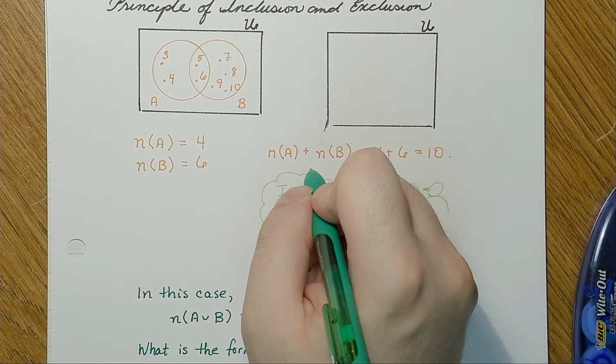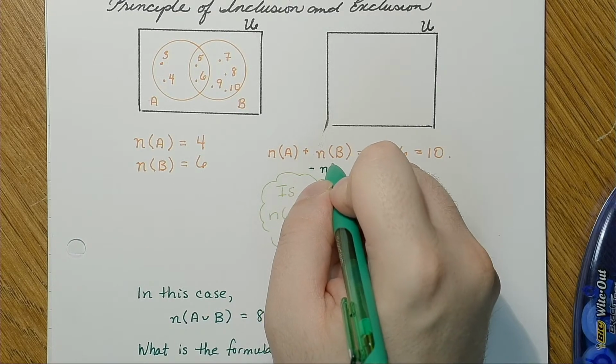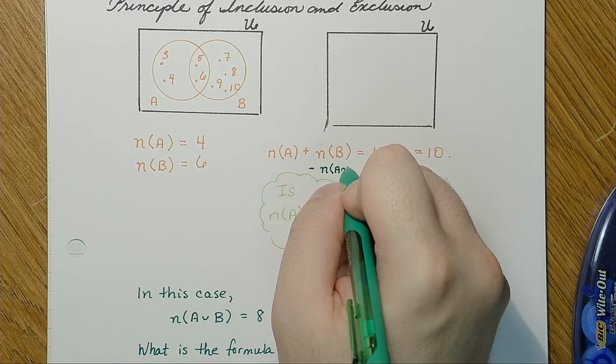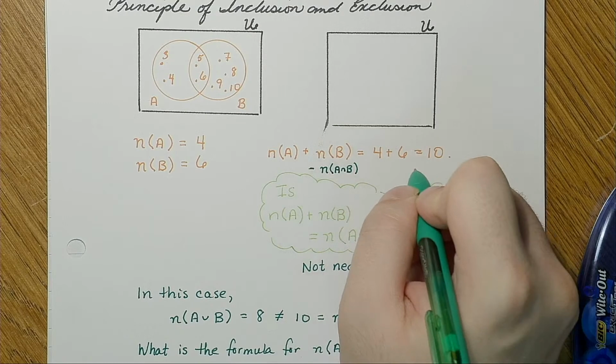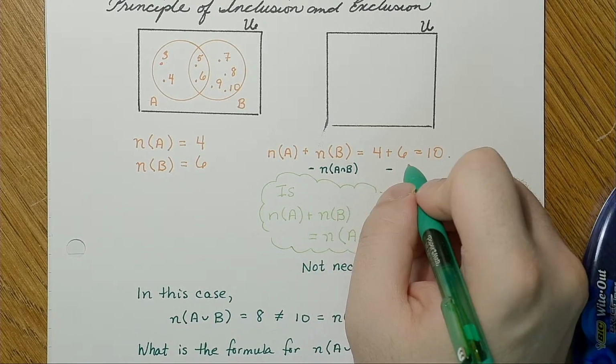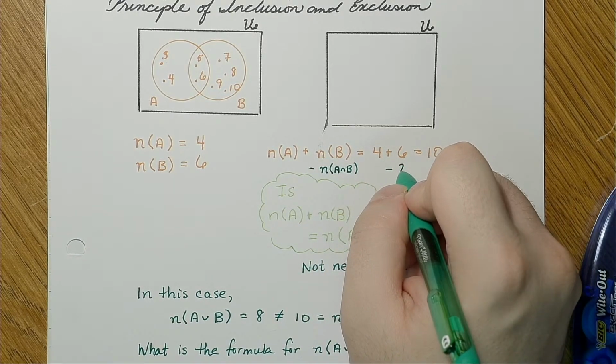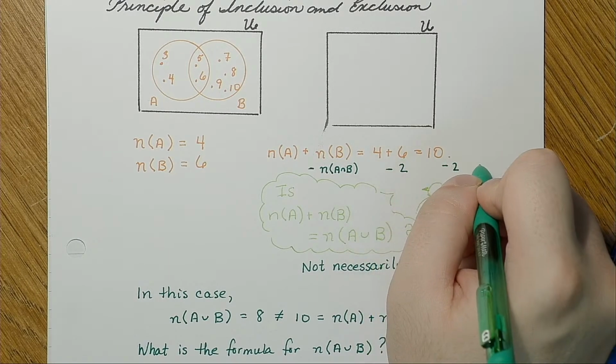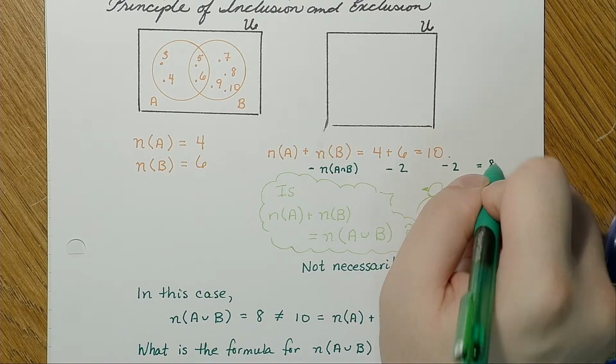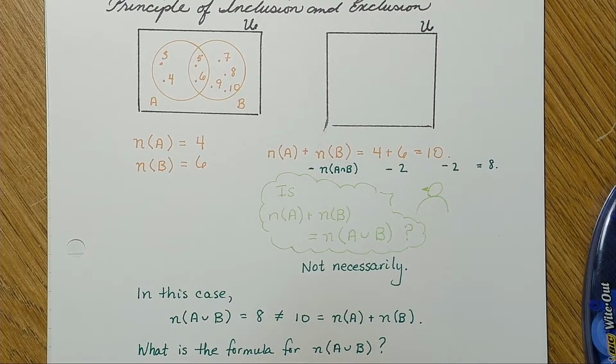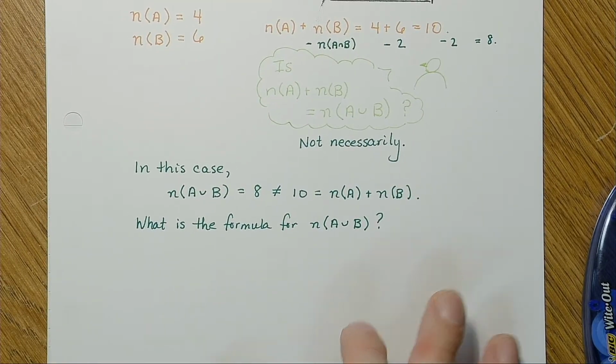instead subtract the intersection, subtract 2 would get us to the 8. So that's what we can do. That is then the formula for it.